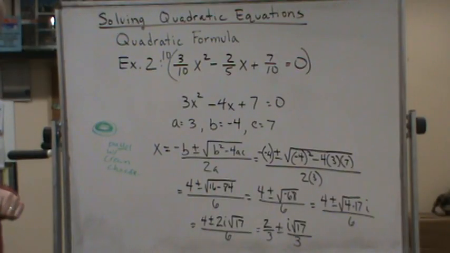All right, and so that's our final solution. So our solution is x equals 2/3 plus or minus i root 17 over 3.